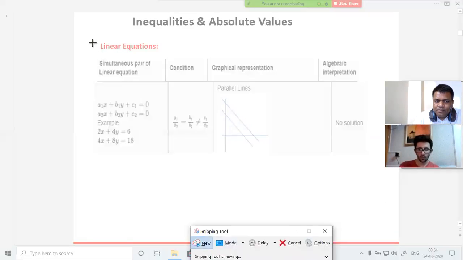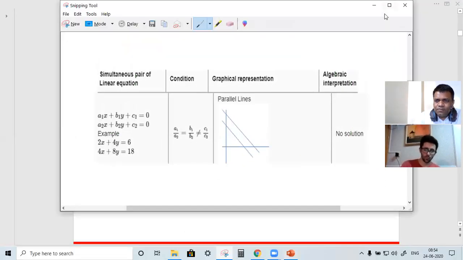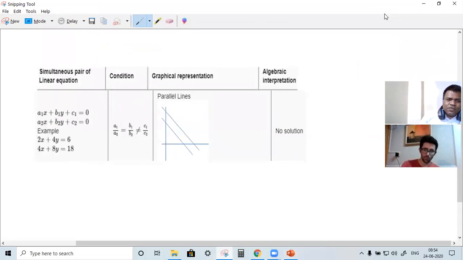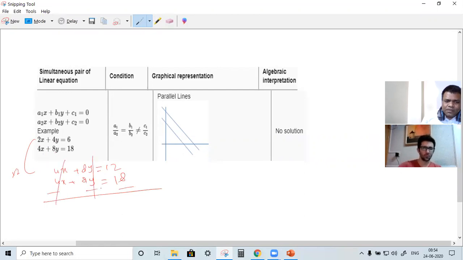Let's check. I will show you why this is so. Like the previous case, you just multiply it by, here 8, here 4. So equating this, just multiply by 2. So this is 4x plus 8y is equal to 12. And this keep as it is, 4x plus 8y is equal to 18. Subtract, cut. So this is 0 is equal to minus 6, which is meaningless. Doesn't make any sense.